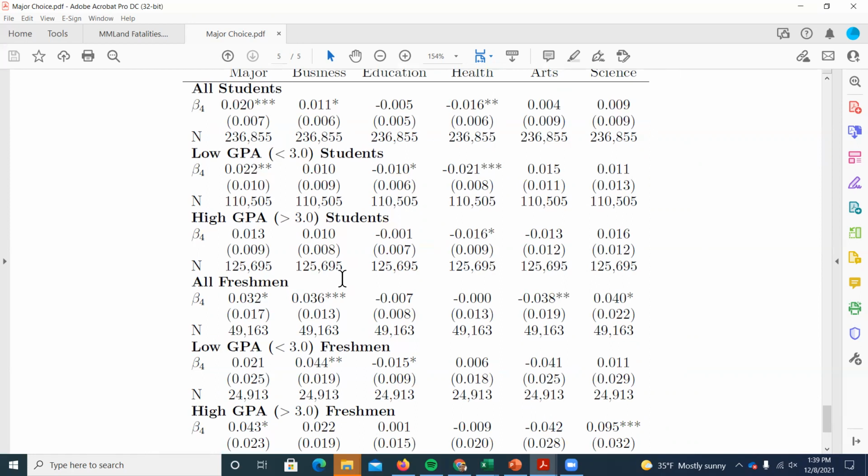Even more so, right? You can expect, well, okay, but if you send this letter out to a junior or a senior, how can they change their major at that point? They have to stay longer. So there's just additional cost. So maybe this effect is being driven primarily by freshmen.